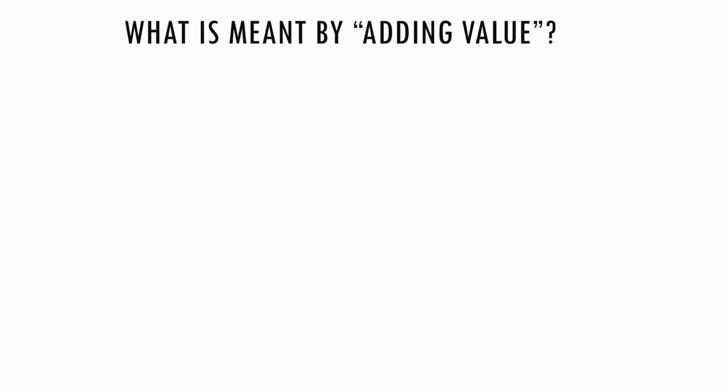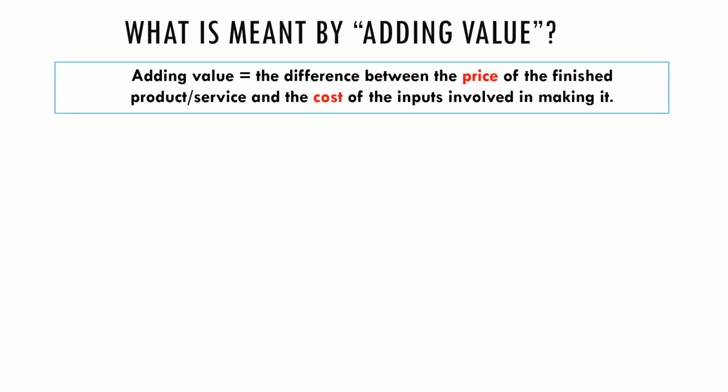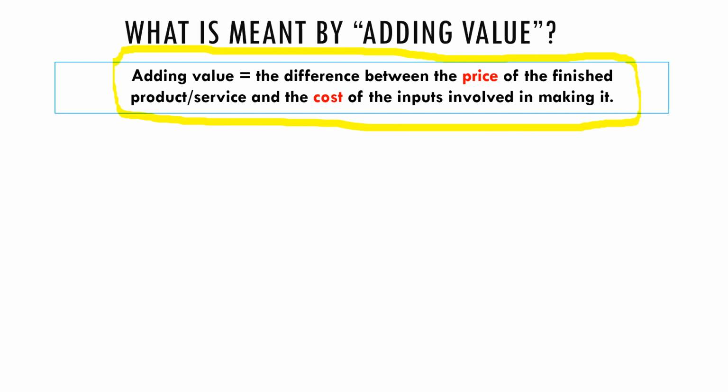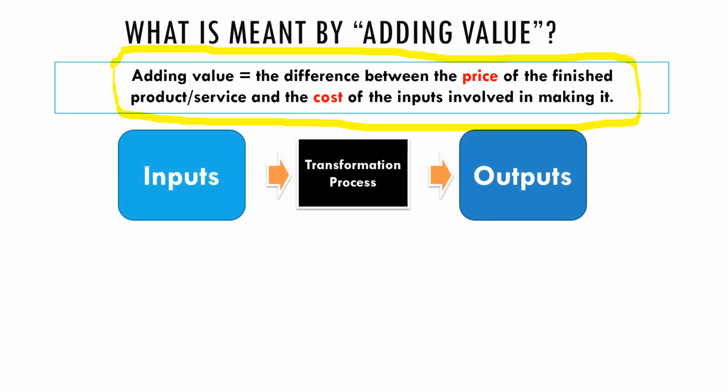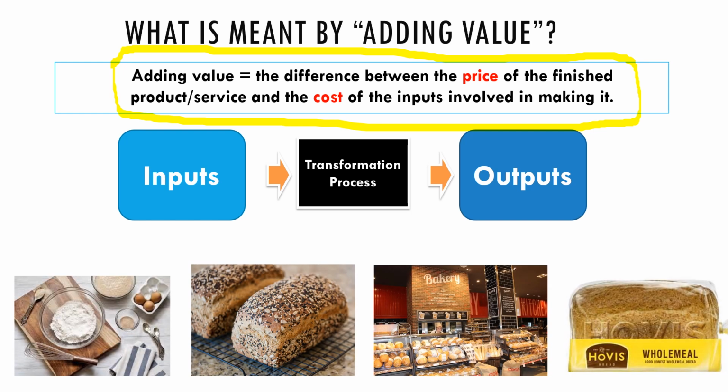By differentiating our product and gaining competitive advantage, it allows a business to add value. So adding value is the difference between the price of the finished product or service that the customer pays and the cost of the inputs involved in making it. Again, this is an important definition, so let's make sure we have it down in our notes. So a business adds value when the price of the output is greater than the cost of the inputs.